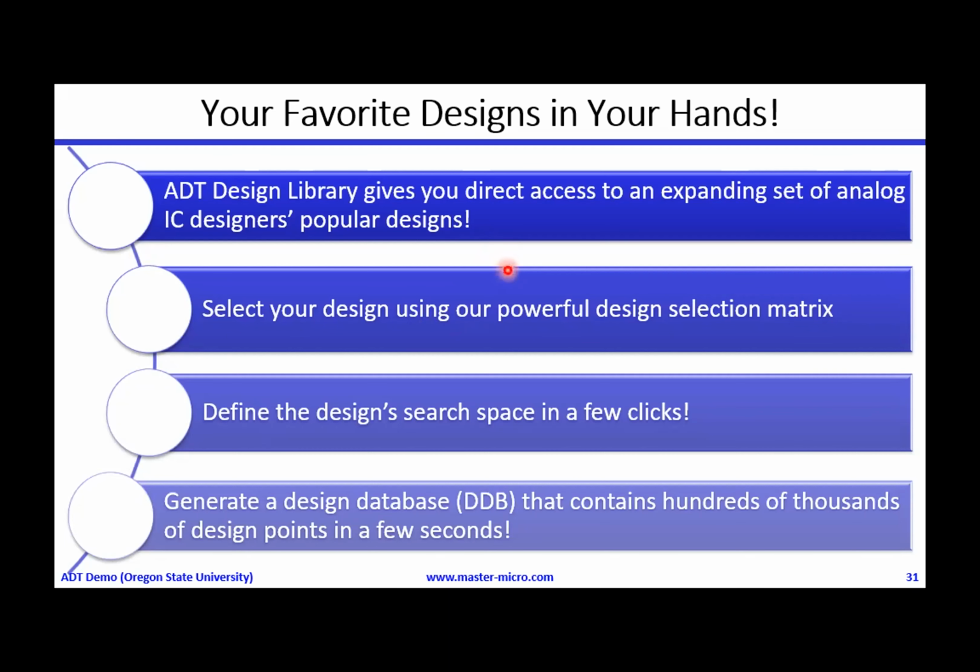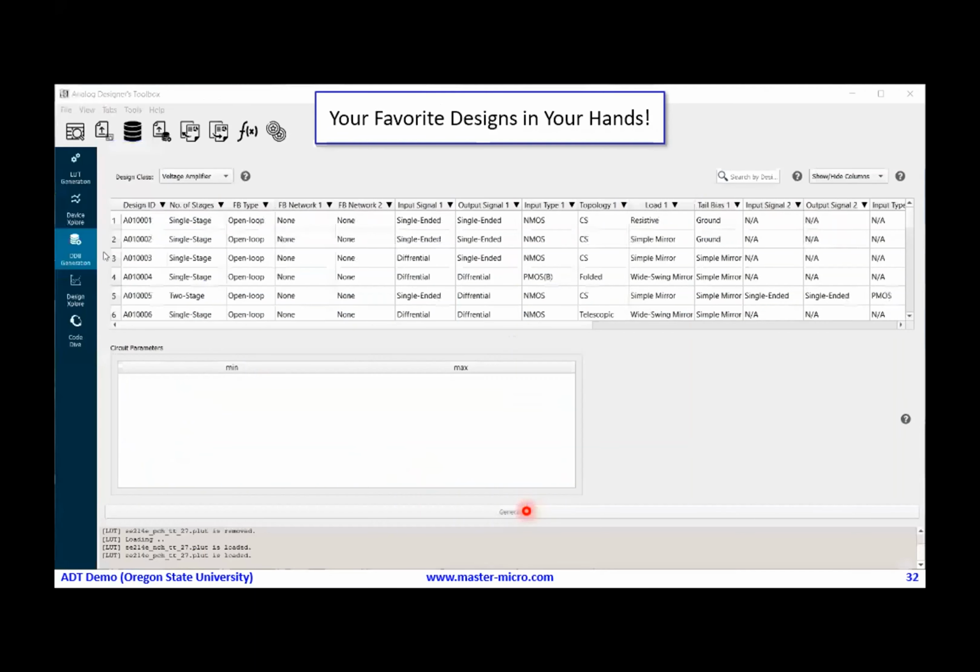So we are creating a standard cell library, and you can select your design from a selection matrix that you will see now. And using a few clicks, you generate a design database. This design database visualizes the whole design space for you, a unique feature that is not available in any conventional EDA tool.